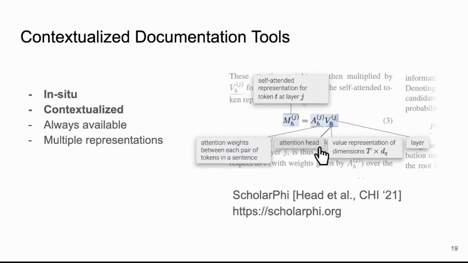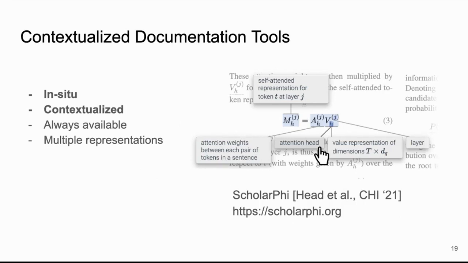So to speak about some existing contextualized documentation tools and some design principles that we're drawing from: some of these design principles are being placed within or next to what is being documented, being contextualized to exactly what is being documented, and being always available and showing multiple different representations or levels of information.